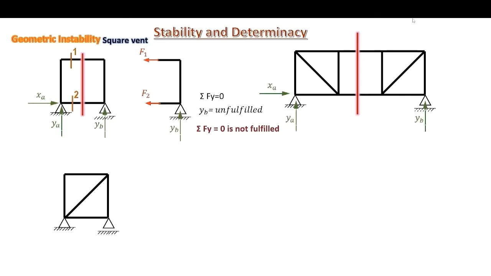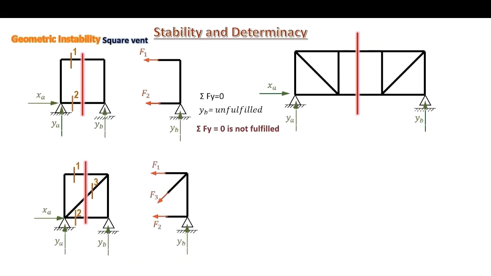To stabilize the first truss here, we just add a diagonal member to have triangular vents instead of square vents. Those are our reactions and our members, having a vertical cut in the truss and extracting one part of it. We analyze the inclined force, the force in member 3, to a horizontal and a vertical component.